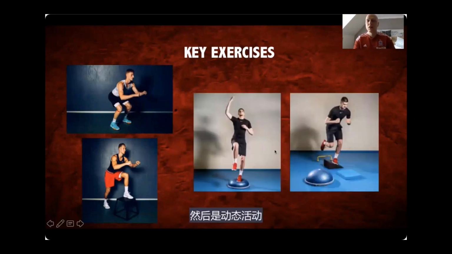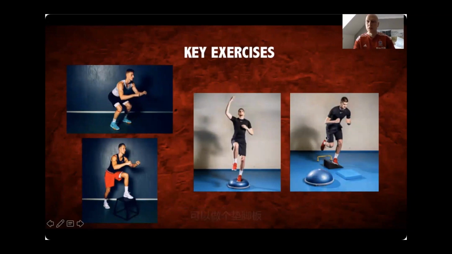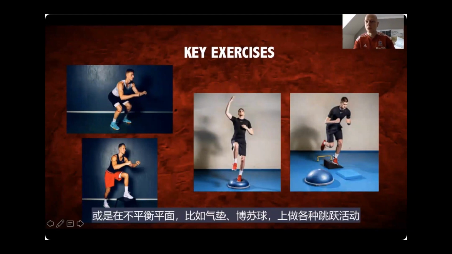And then finally, we can progress a little bit more to dynamic environment where player on this, for example, exercises is standing behind Bosu ball, and then at some point he's imitating a basketball layup by stepping on Bosu ball, which can imitate a little bit stepping on someone's foot, or we can make a little polygon and do bounds or jumps or single leg hops over hurdles on uneven surface such as the slant board, Air Max pillows, and Bosu balls.